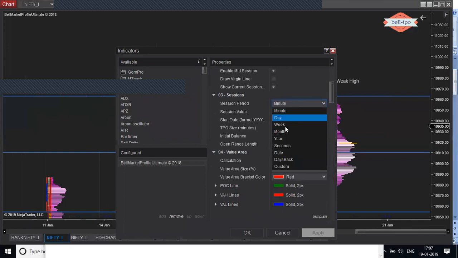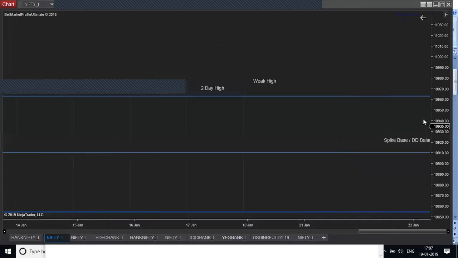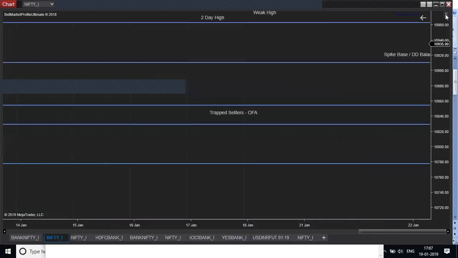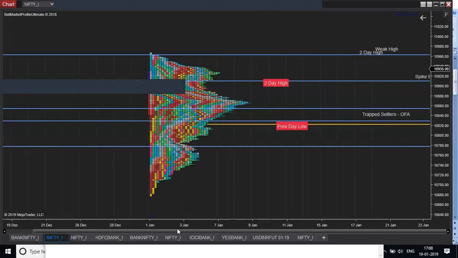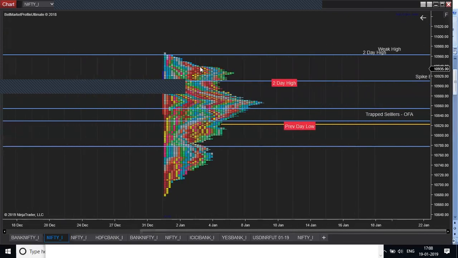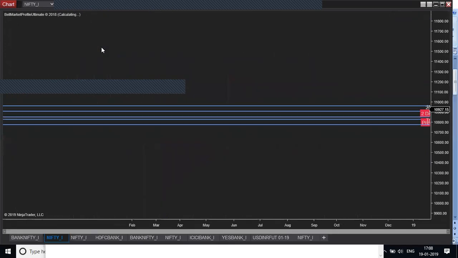But let's say if you want to study a monthly profile, you can. For the entire month, you will get only one profile. This monthly profile you can use, especially if you're using a daily chart. On the daily chart, it plots a monthly profile.